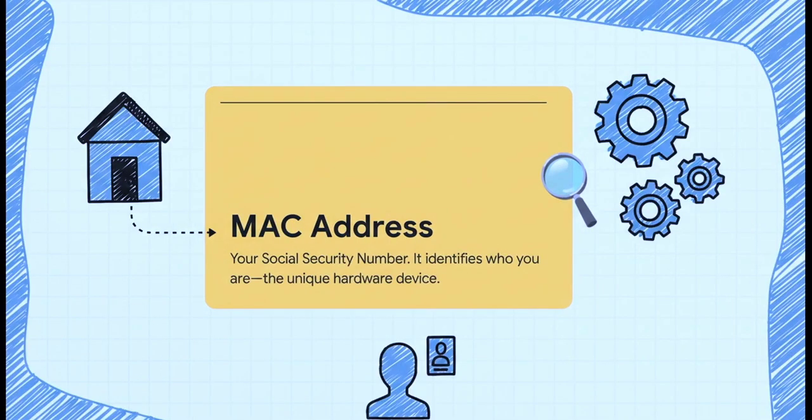Now that's different from your MAC address. If the IP address is where you live, the MAC address is who you are. Think of it like a social security number for your phone or your laptop. It's a unique serial number that's physically burned into the hardware. It identifies the specific device, not just its current location.